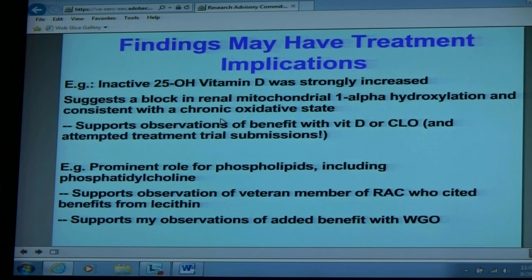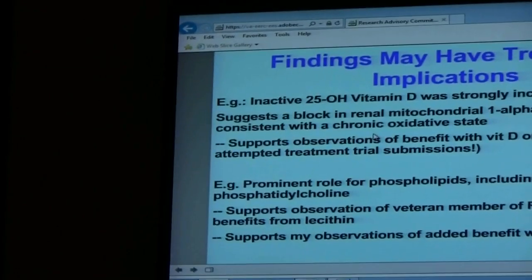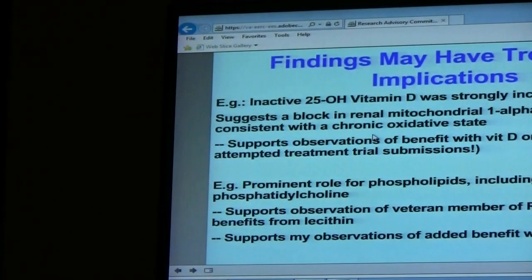And also the prominent role for phospholipids, including things like phosphatidylcholine, relates to the observation of one of our longtime veteran members of the RAC who cited material benefits from lecithin, which I believe his grandmother had recommended. And lecithin is particularly rich in phosphatidylcholine and phosphatidylinositol, and it also supports my own use in my patients with mitochondria-related problems, not only of cod liver oil, but of wheat germ oil, which is the richest natural source of choline, which is important for the phosphatidylcholine.